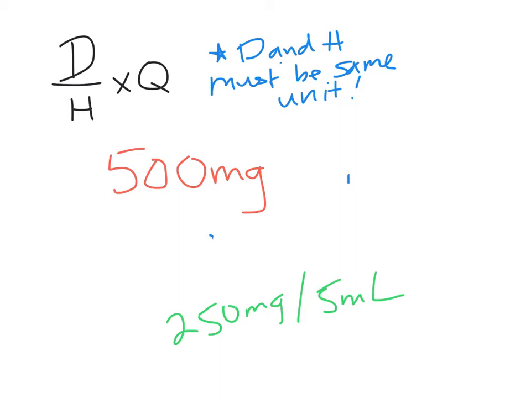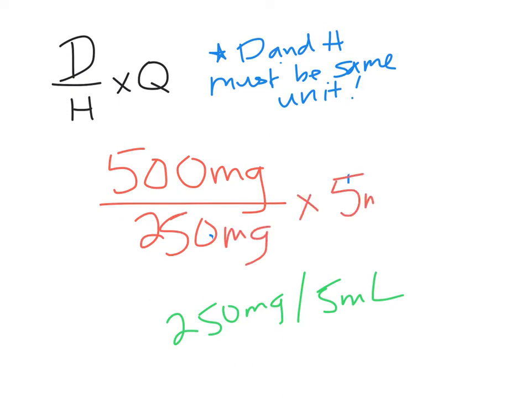But how we can put that into the dosage formula: order dose again is 500. Our H is 250 milligrams. And our Q would be 5 milliliters there in number 8. So we would just take 500 divided by 250, which is 2. Multiplying that by 5 would give us 10 milliliters. So that's what they need to take in this problem.